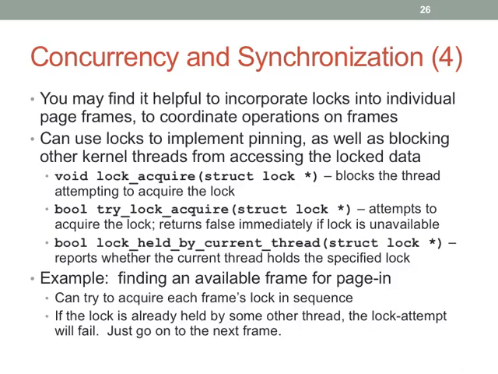Yeah, so finding an available frame for paging, you can try to acquire each frame's lock in sequence. If the lock is already held by some other thread, the attempt will fail, just go on. If you find a frame, you grab its lock, then you can release the global lock you were using to traverse the frame list, and then you can do your paging into that, and now you're not blocking anybody else. So these are the kinds of things you can do to avoid blocking others on I/O.